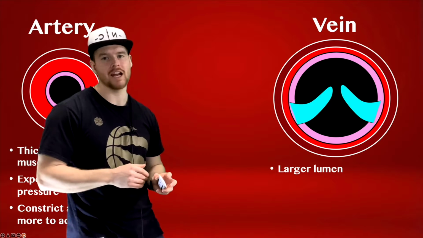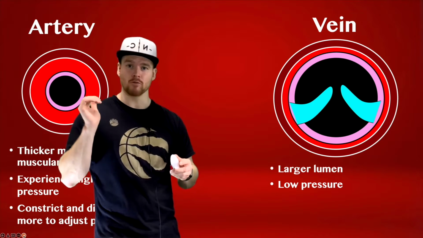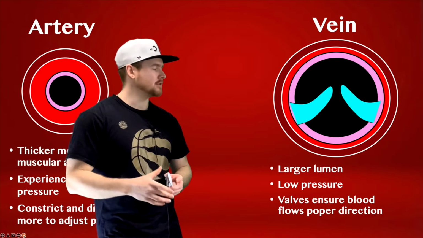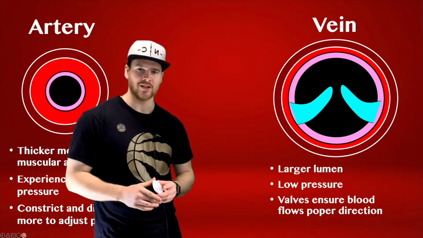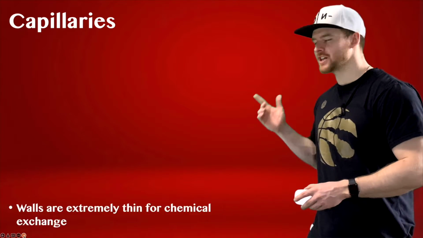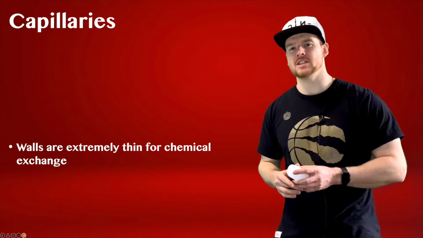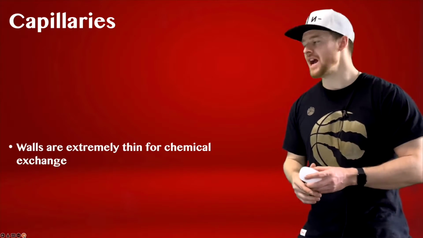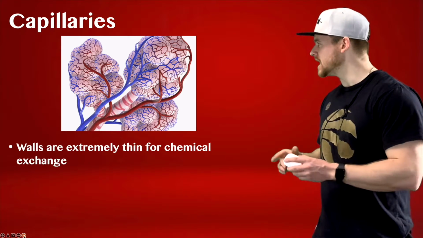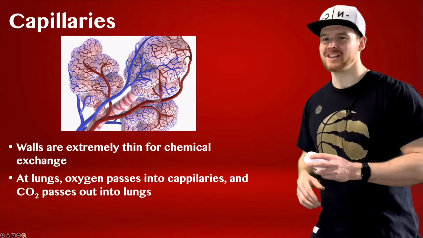So things to remember in our notes here: it has a much larger lumen, and it's going to have low pressure because it's not right after the heart, right? That's the arteries. And so then it's going to have valves to make sure that blood continues to go in the right direction. Okay, so now we know the difference between an artery and a vein structure. Let's look next at the capillaries. So as mentioned before, the walls are extremely thin so that we can have chemicals pass through at these really, really small blood vessels. Remember, they looked like this in the lungs, getting very, very small and wrapping over those balloon-like air sacs in our lungs.